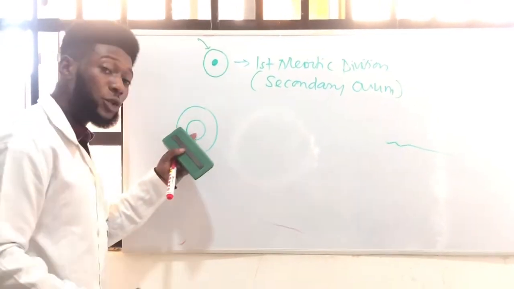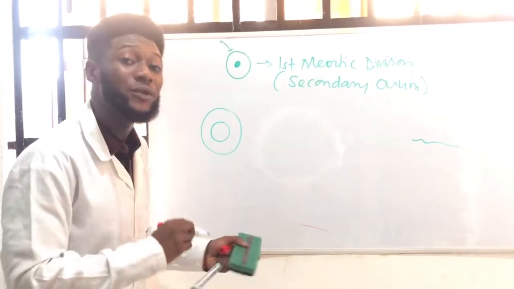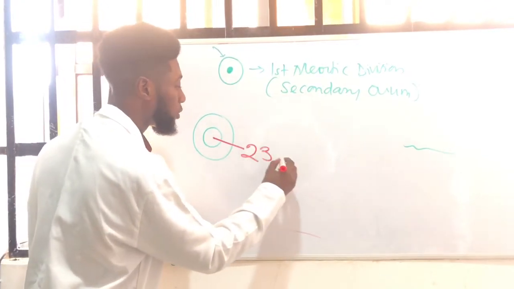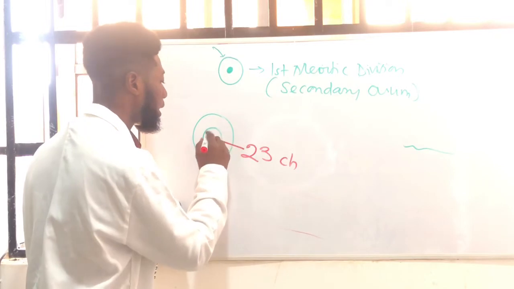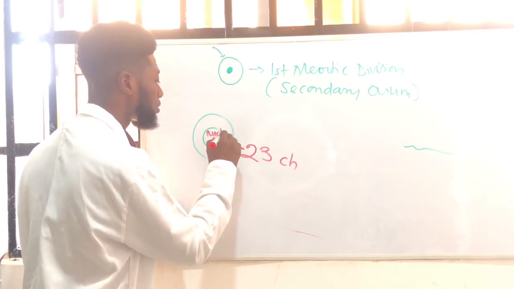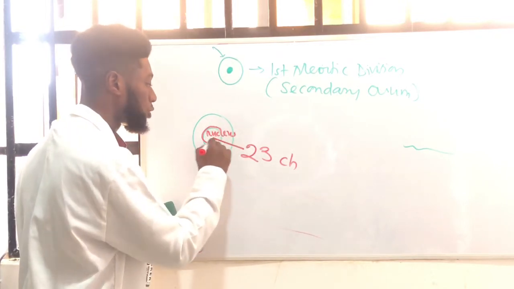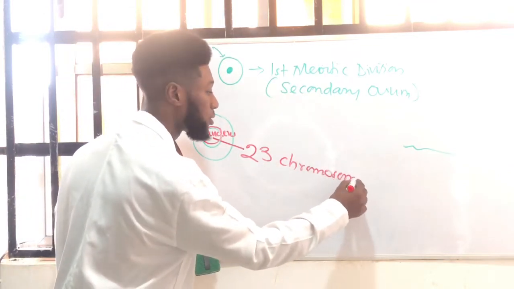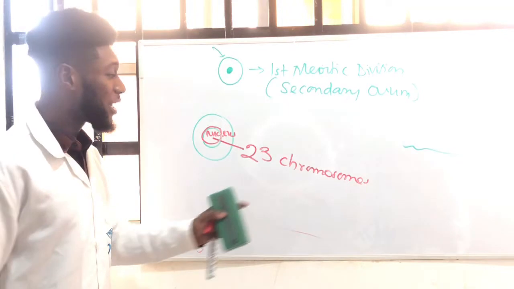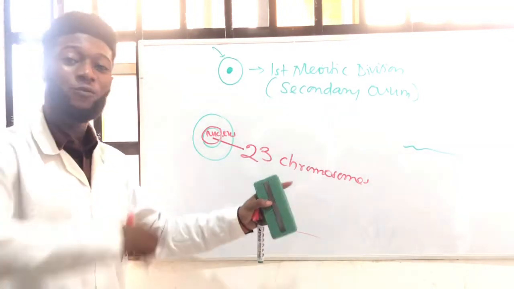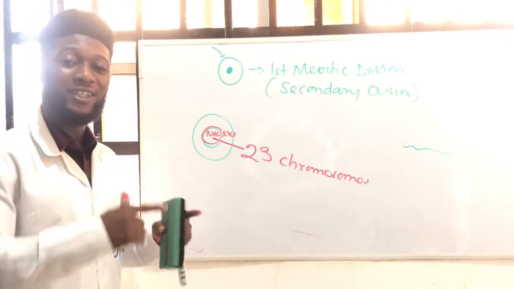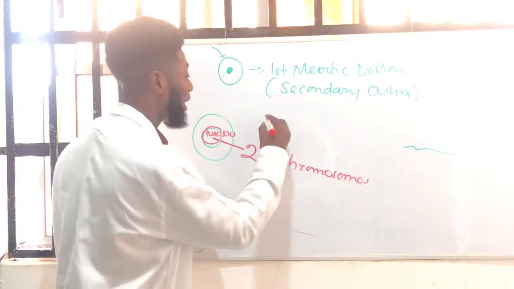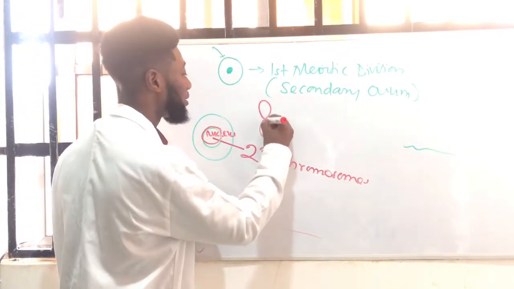Now, this is the ovum, and this is its nucleus. The nucleus of the ovum has 23 chromosomes. But although there are 23 chromosomes, they have almost double DNA. Their DNA is double. These are the maternal chromosomes, 23 of them.